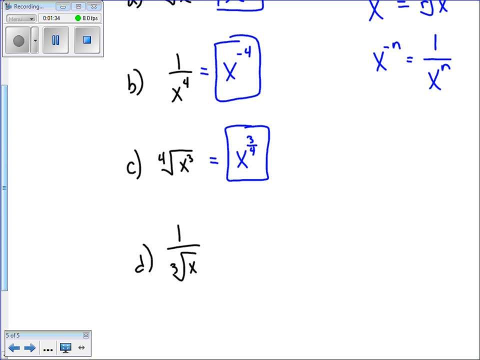And in the next problem, now I have a couple things going on. First of all, 1 over the cube root of x. Well, the cube root of x can be written as x to the 1/3. And then remember, the reciprocal function of 1 over means that you can make the exponent negative. That's how I'd write those.